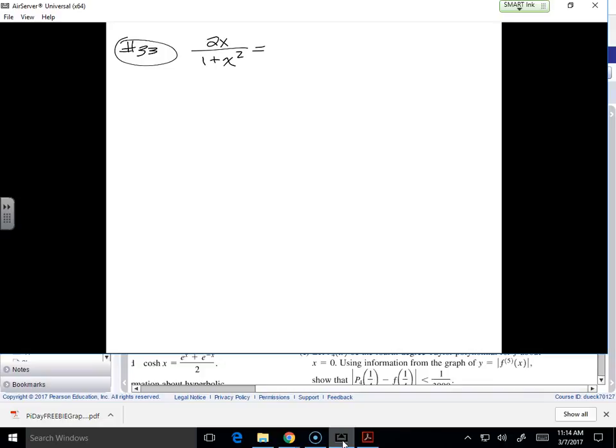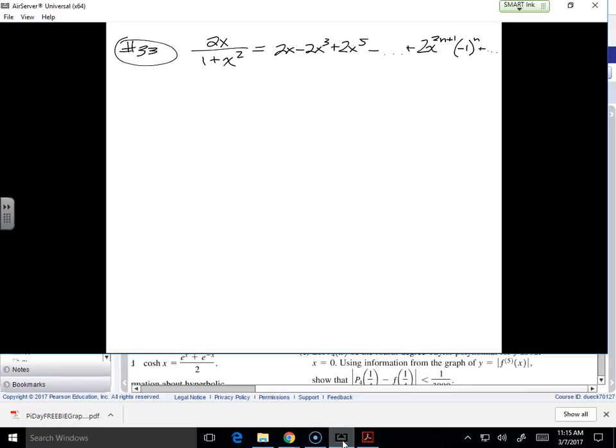Like the integral of that? No, as the power series for this function. Oh, in that case, 2x minus 2x cubed plus 2x to the 5th minus 2x to the 7th plus ellipses plus negative 1 to the n, 2x to the n plus 1. But you also need your negative 1.